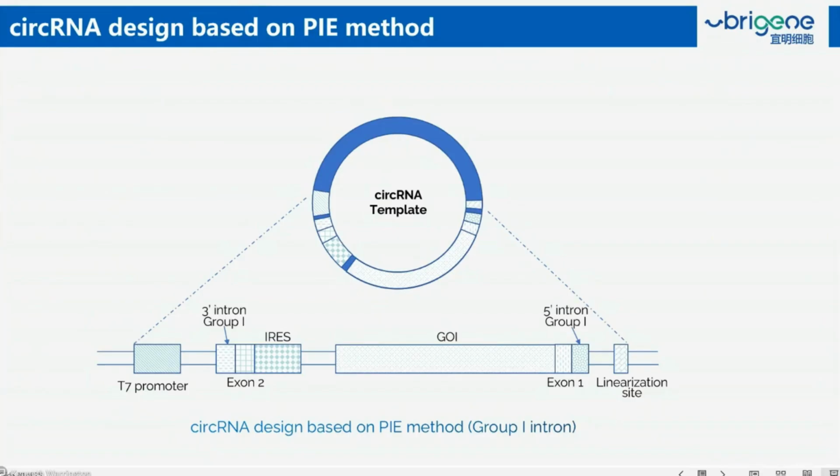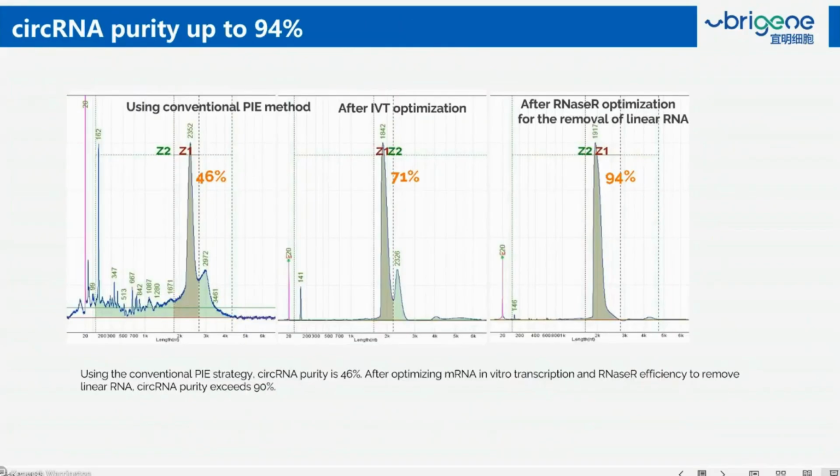Our circular RNA design uses the PIE method, permutated intron exon, which is relatively a conventional method, although we have some modifications that I'll describe in the next couple steps that have improved our production yields and purities.